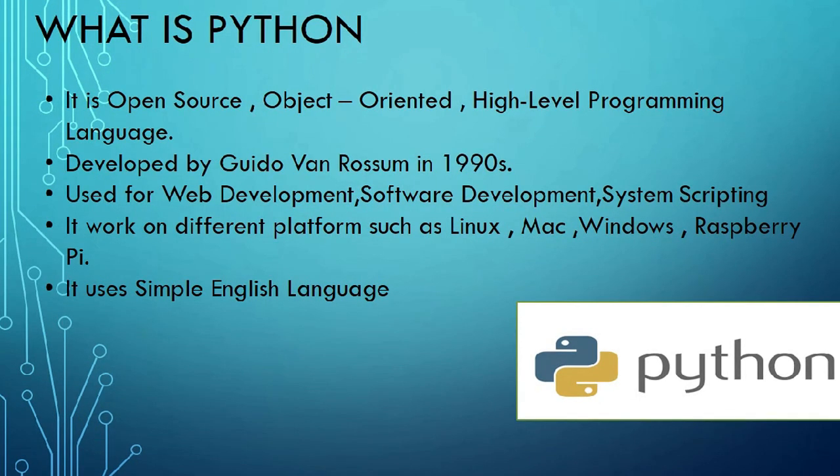So Python is an open source, object oriented and high level programming language that was developed by Guido van Rossum in the 1990s, and it is used for web development, software development, system scripting, etc. And it works on different platforms such as Linux, Mac, Windows, Raspberry Pi, etc. And it uses simple English language for its scripting.